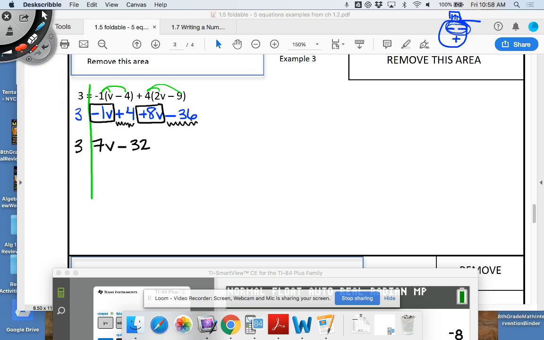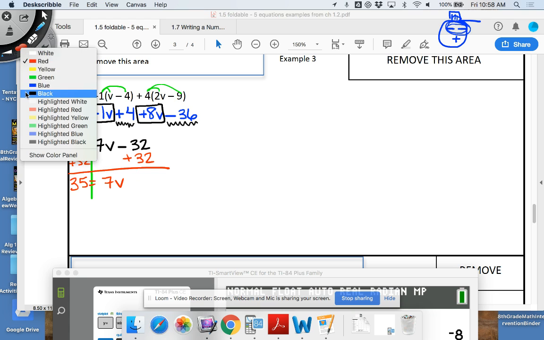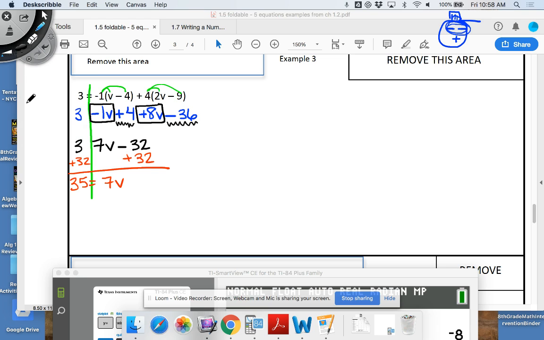Now we finally got it where it looks kind of like what the simpler equations are from back in the day. I need to move this lonely negative 32 to the other side. So add 32. Good. So I get 35 equals 7V. But we're showing all our steps. So we have that 7 and the V, they're multiplying, that's gross. We divide by 7 on both sides, and we get V equals.